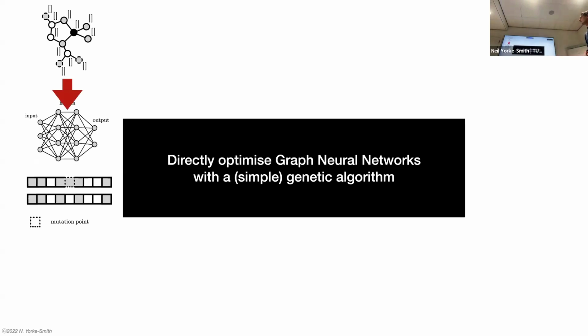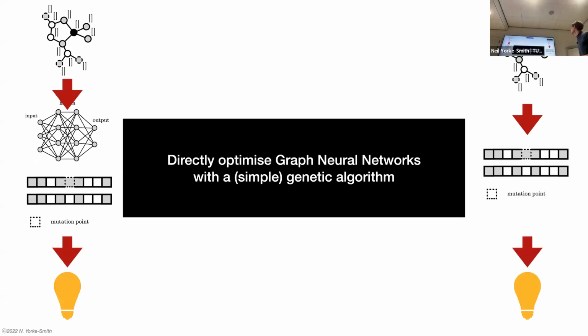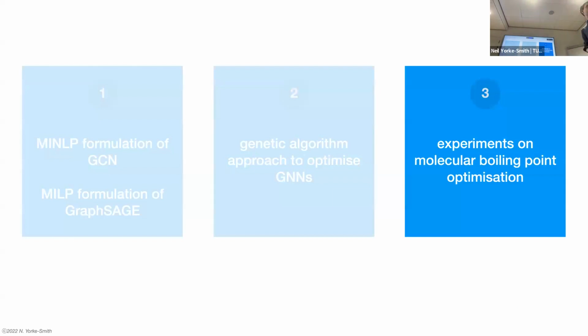Is there anything interesting to say about it? No. It's basically, we do it for graph neural networks. People did it before by converting them to a standard neural network. I think that's super interesting to say. Okay, let's try it. We're now going to try it on the molecular boiling point prediction.